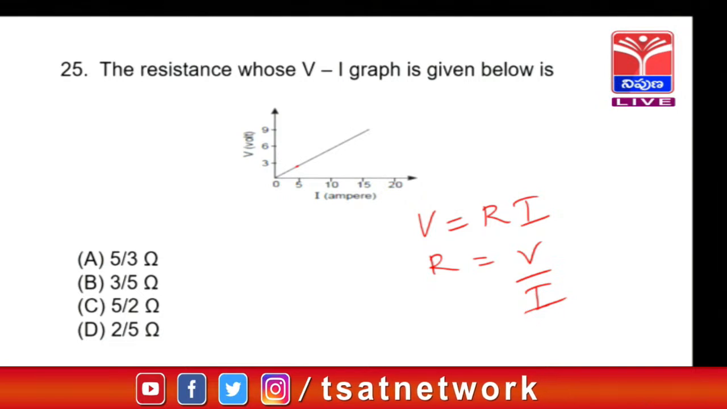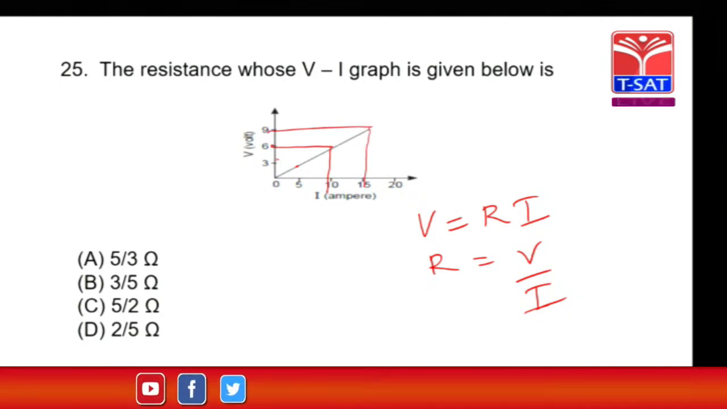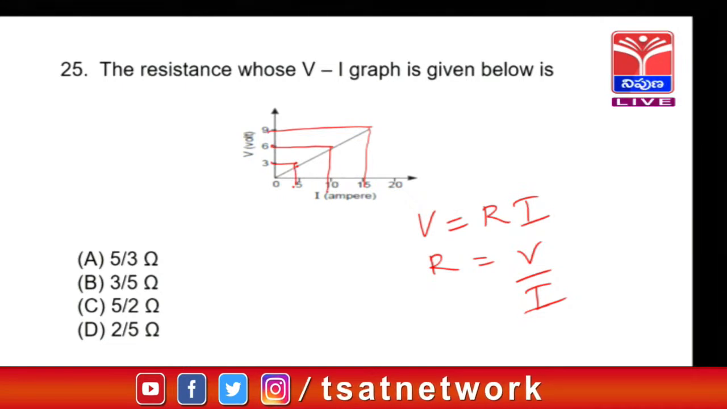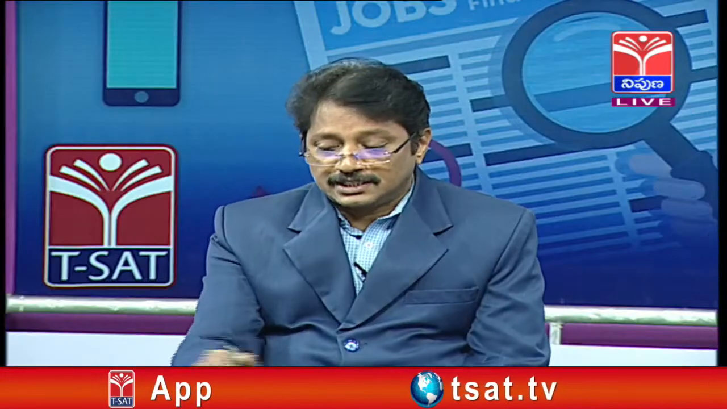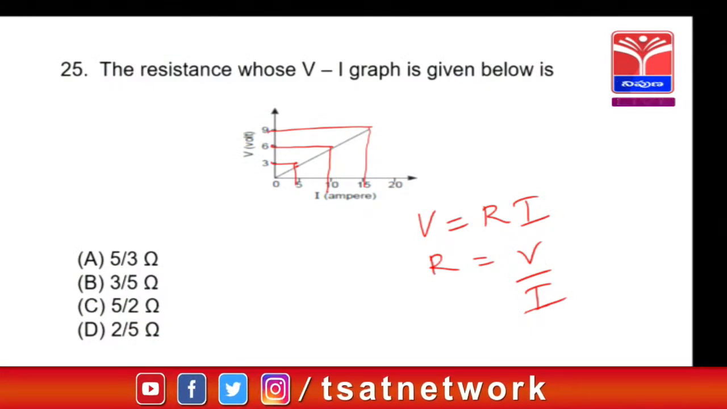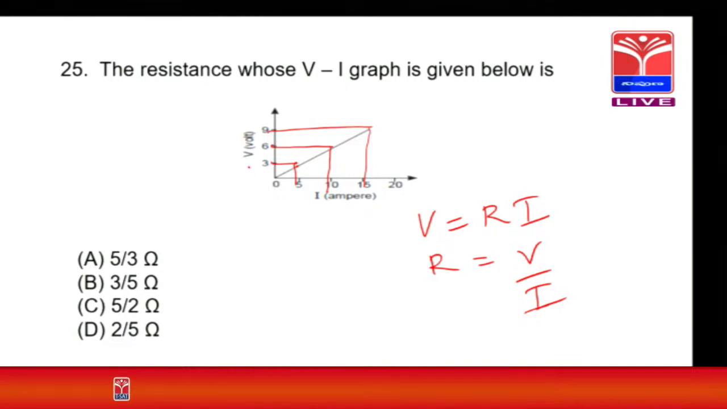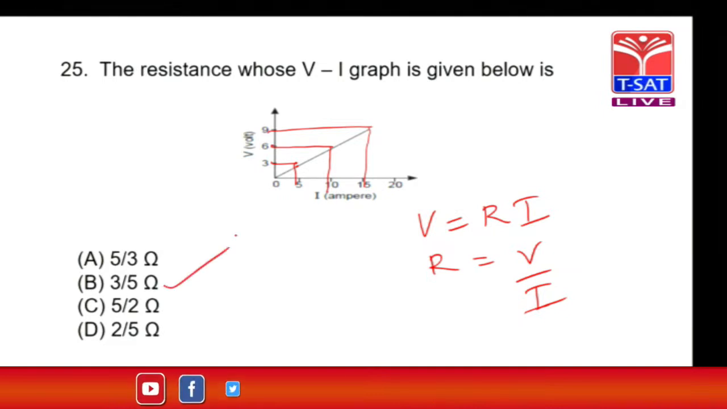First of all, they need to point out where the lines coincide: V is 3 and I is 5. So V by I is 3 by 5, and the resistance value is 3 by 5. They need to analyze the graph to get the answer. Here R equals V by I, so the slope of the line gives the resistance, and the slope is 3 by 5. The next one, 6 by 10, is also 3 by 5, and 9 by 15 is the same, because the slope of the line is the same for a straight line passing through the origin.